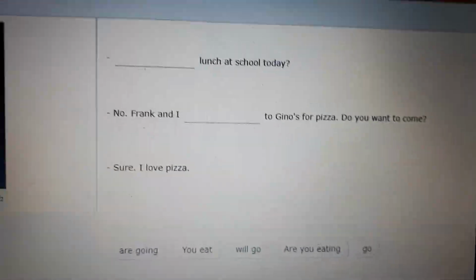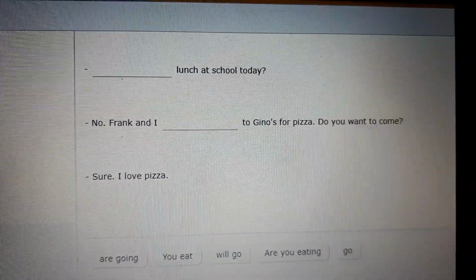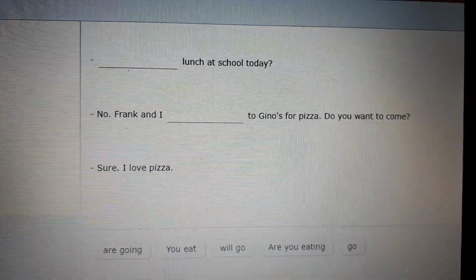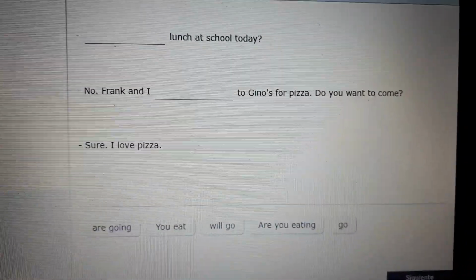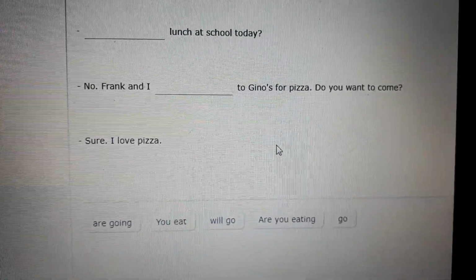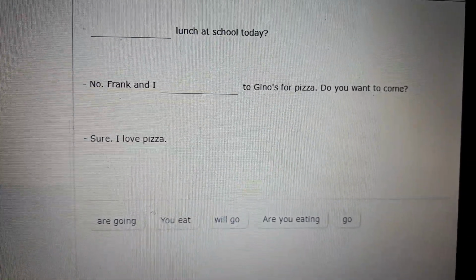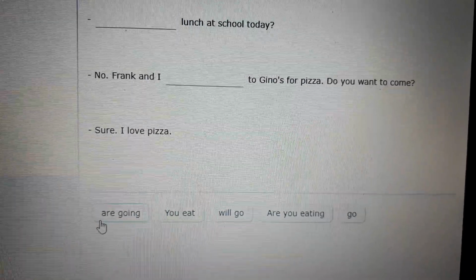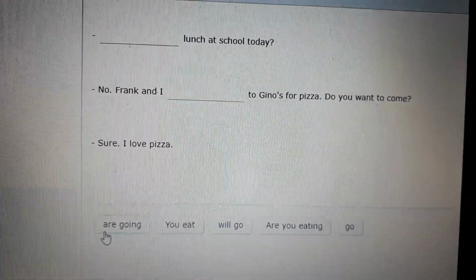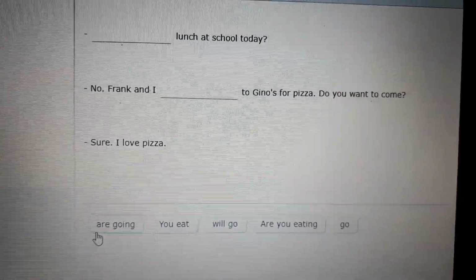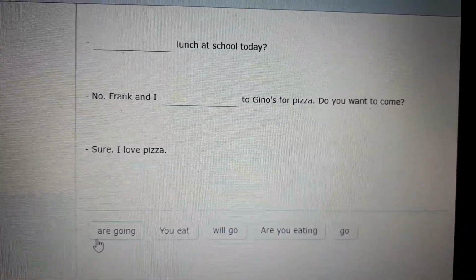Now, let's make the last one, okay? Again, we have a question. Lunch at school today, okay? So, it's a question. What did we say we need first? Do you remember? Well, the auxiliary. The auxiliary and then the pronoun. So, if we select are going lunch, but who? Who? We need the pronoun or a subject or a name. So, this is not correct.